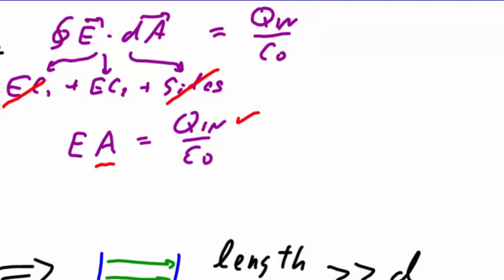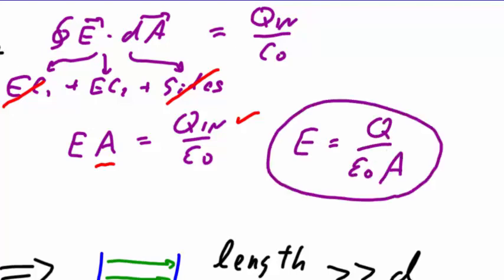and our Gaussian solution will result from finding the appropriate substitution both for the area and for Q in. The reason we refer to this as the easiest Gauss law problem that exists anywhere is that the area is simply A, and that the Q in is Q, yielding the final result that the electric field is Q over area times epsilon naught.